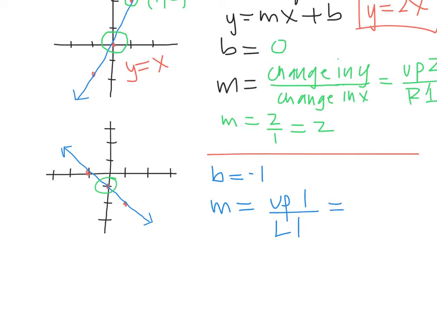Okay, up 1 is positive, so that's going to be a positive 1, and the left 1, left is a negative direction when we think horizontally, so that's going to be -1. So we get a slope of -1. So that gives us the equation y equals -1x, or just -x, minus 1.